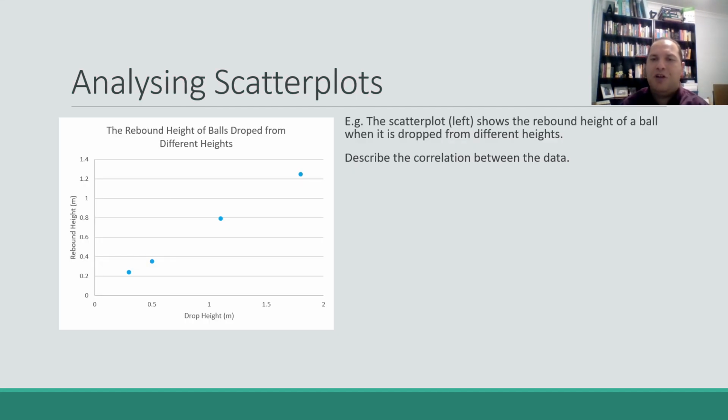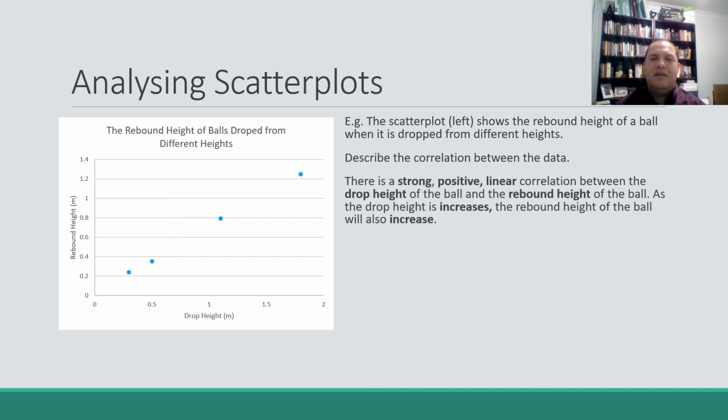The scatter plot on the left shows the rebound height of a ball when it's dropped from different heights. Let's describe the correlation between the data. So some things we can see straight away. The strength, it's somewhere between strong and perfect, right? It's almost a straight line. We'll go with strong for this one. It's positive. So as the drop height increases, the rebound height increases, and it looks pretty much like a straight line. So we can say that in our sentence.